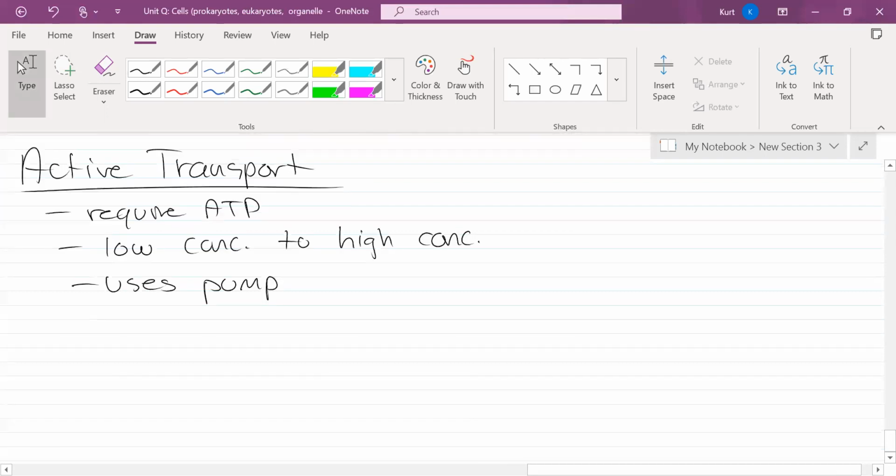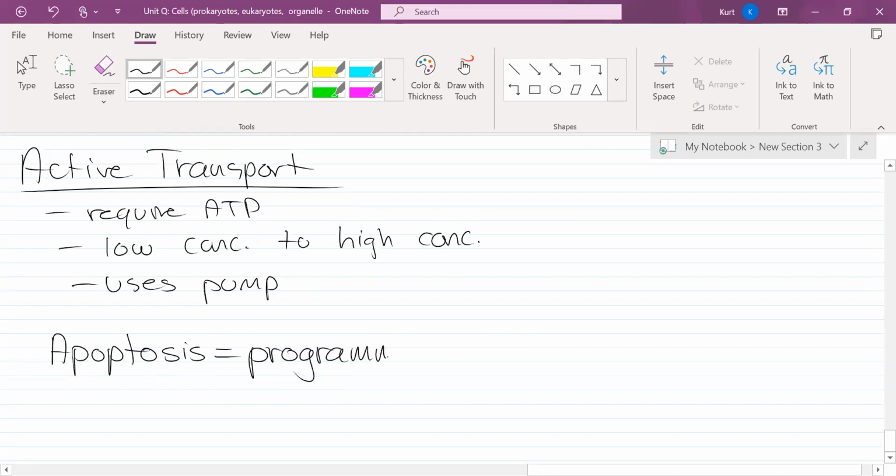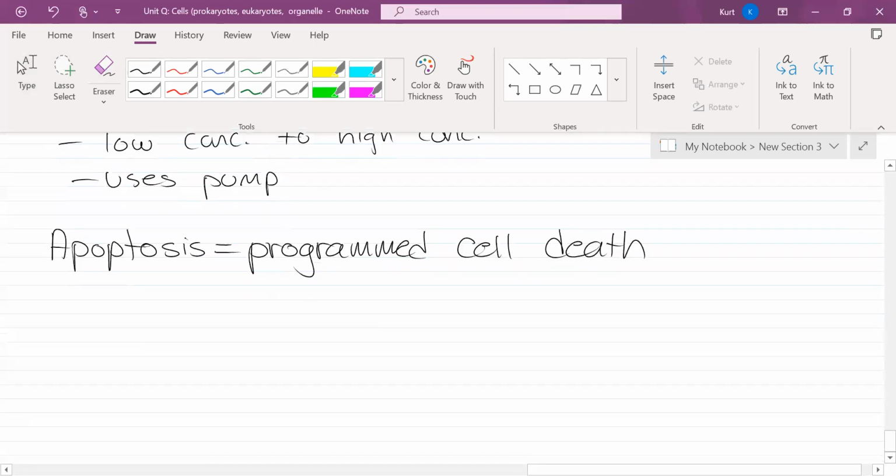Okay, I think we're barely going to make it. Second to last thing I have for you guys is apoptosis. Can you define apoptosis for me? Programmed cell death. Every 3 seconds, 40,000 of your cells go through apoptosis, but they are replaced by mitosis.